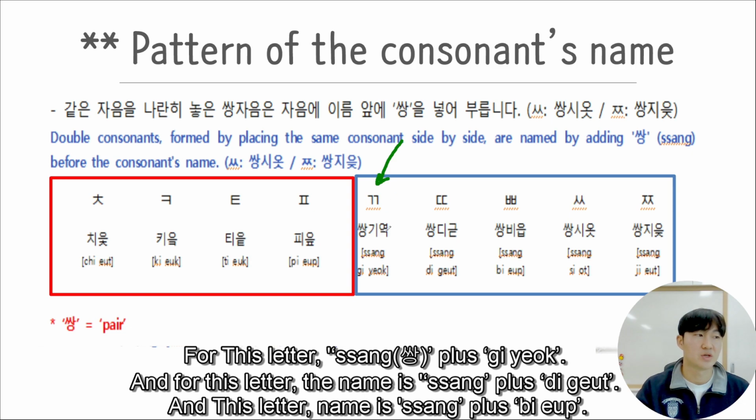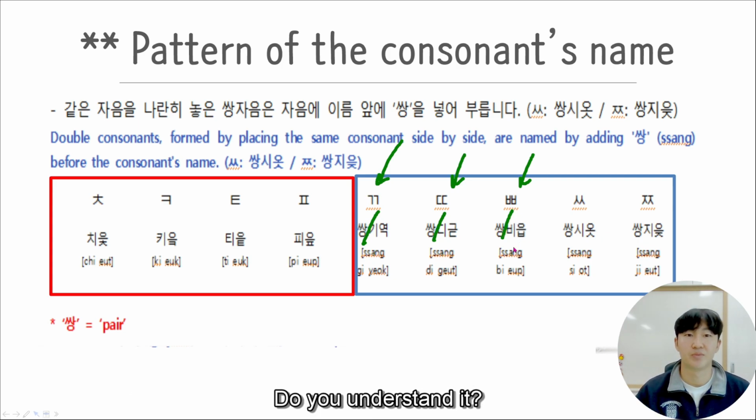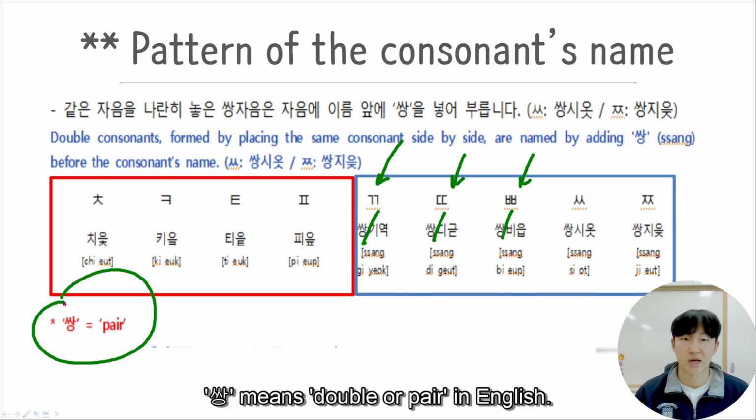For this letter, 쌍 plus 기역, and for this letter, the name is 쌍 plus 디귿, and this letter's name is 쌍 plus 비읍. Do you understand it? 쌍 means double or pair in English.